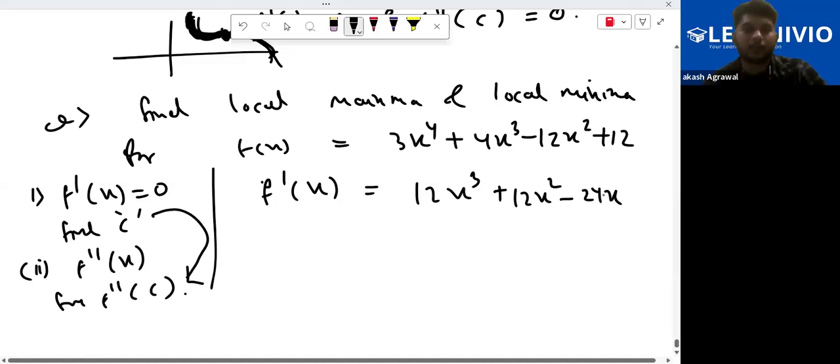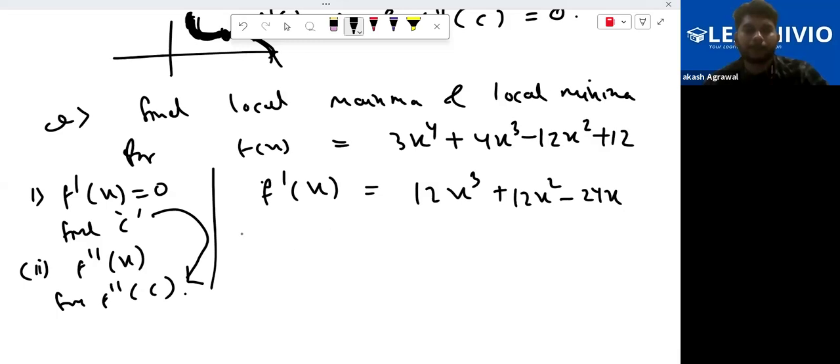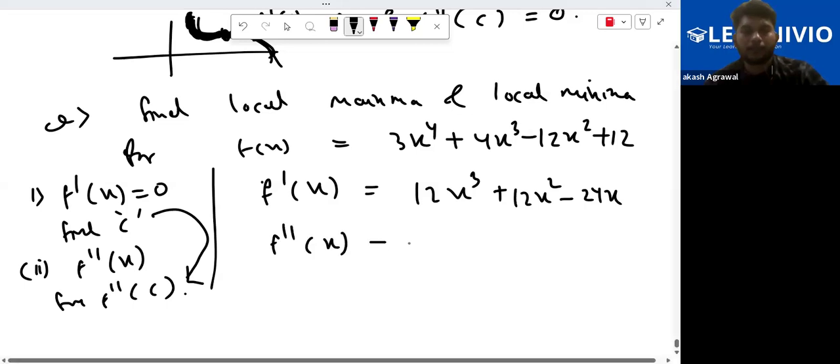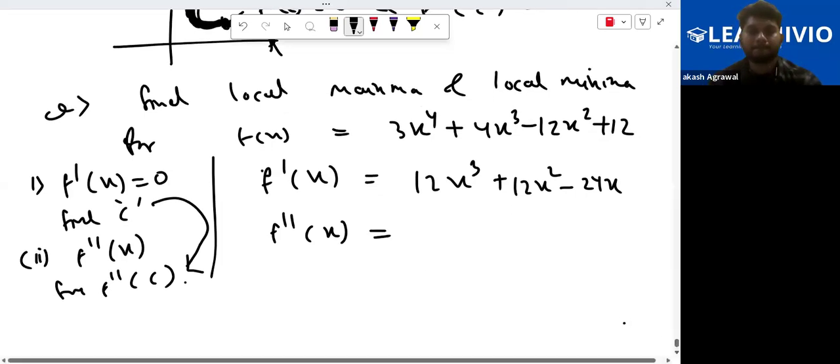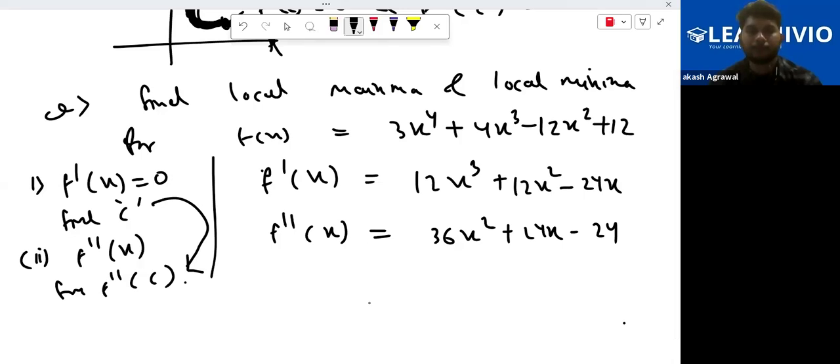Right. Now second step, what is the second step? Differentiate again. Okay. What will I get if I differentiate it again? 36x squared plus 24x minus 24. Okay, so are we done? Is the question complete, or did we skip a few steps?